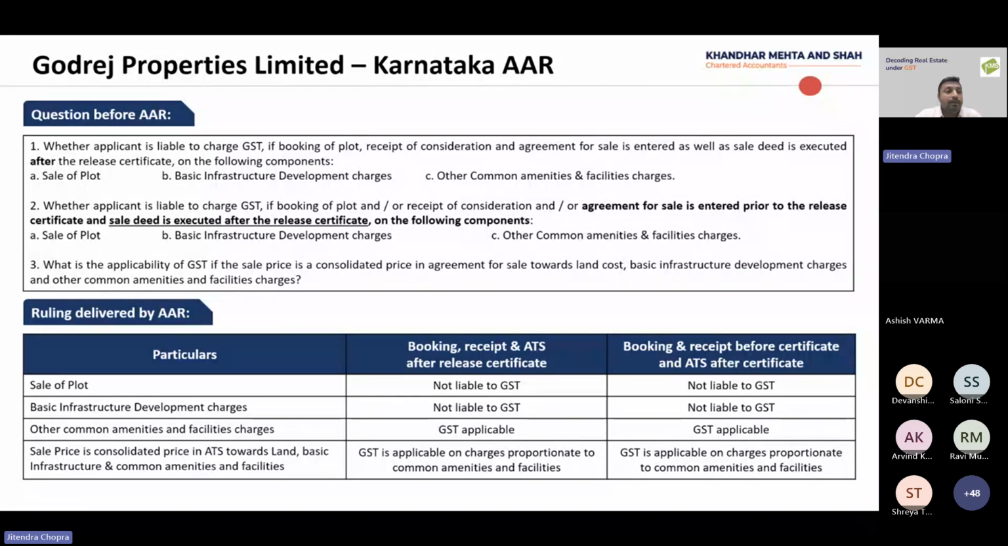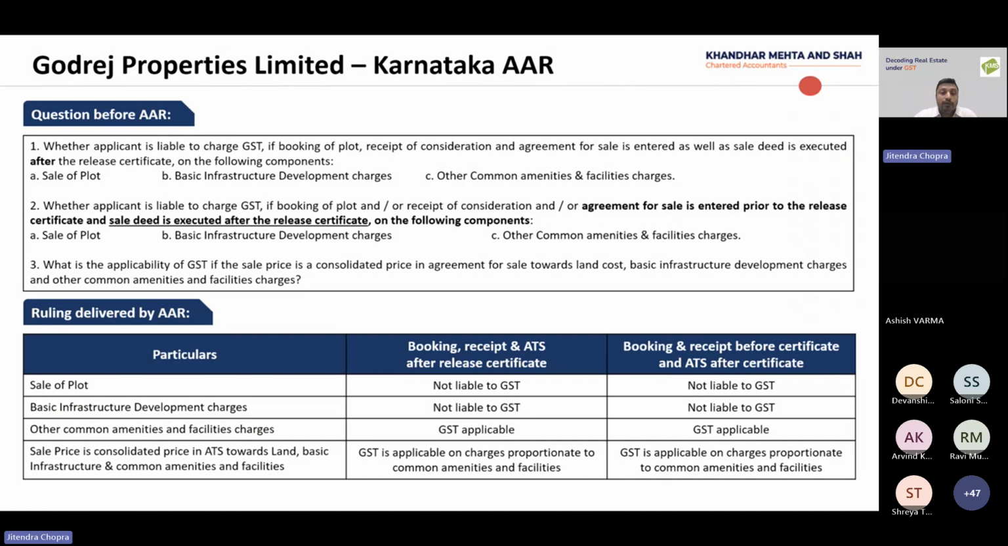In this judgment, they have raised the question whether the applicant is liable to charge GST if booking of plot, receipt of consideration, and agreement for sale are entered into, as well as the sale deed is executed after the release certificate. They have covered both concepts in this advance ruling, that the consideration, even if received before or after, we have to separate all such components differently, like land with basic development and amenities.